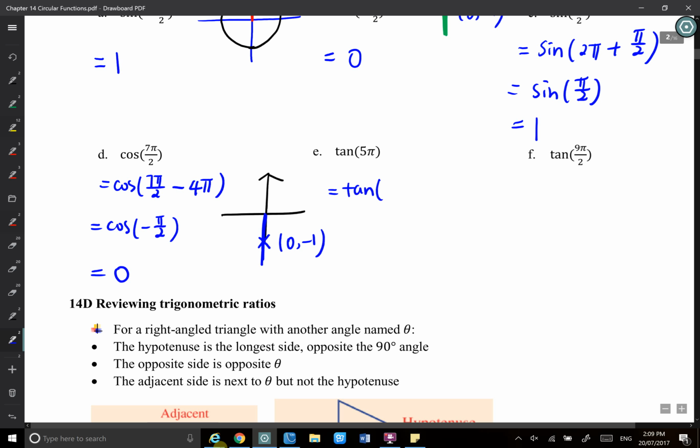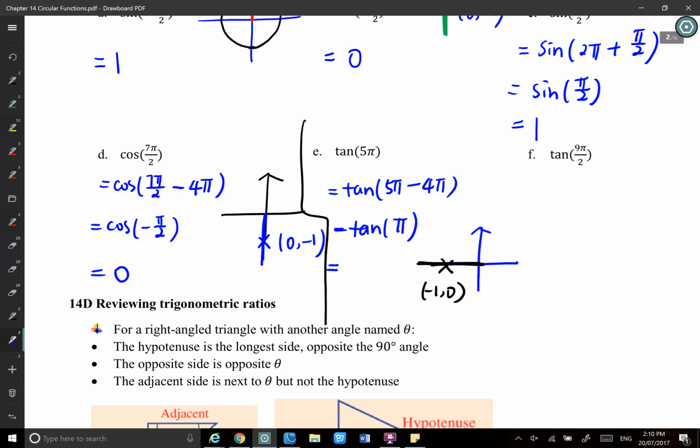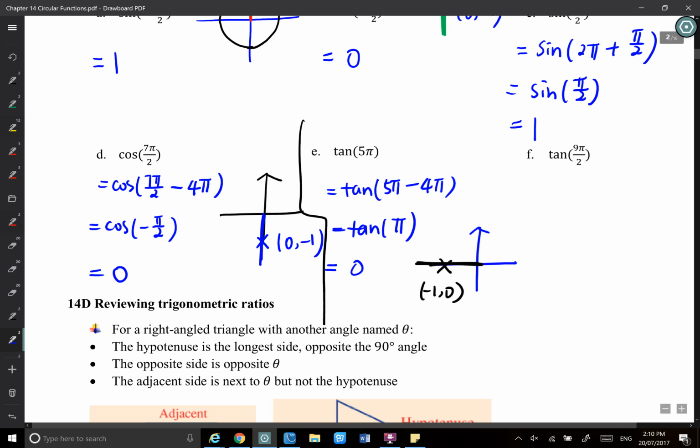Okay, tangent 5 pi. So for tangent 5 pi, I can subtract 4 pi from that. That is just tangent pi. So tangent pi is here. The point of intersection is negative 1, 0. Tangent will be the y value divided by the x value, sine divided by cosine. So 0 divided by negative 1, you will have 0.